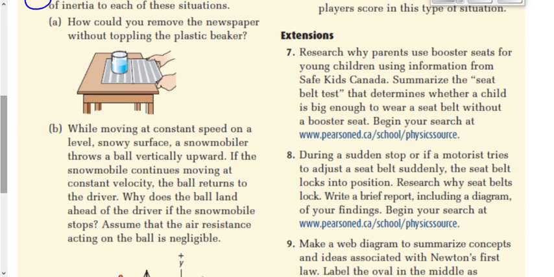B says, while moving at a constant speed on a level snowy surface, a snowmobiler throws a ball vertically upward. If the snowmobiler continues moving at a constant velocity, the ball returns to the driver. Oh, this is a good question. I love this one. Why does the ball land ahead of the driver if the snowmobile stops?